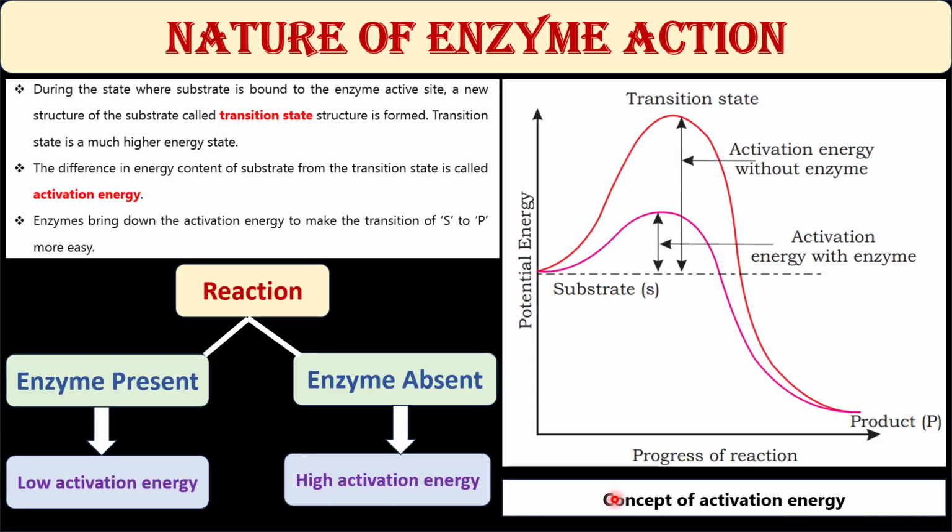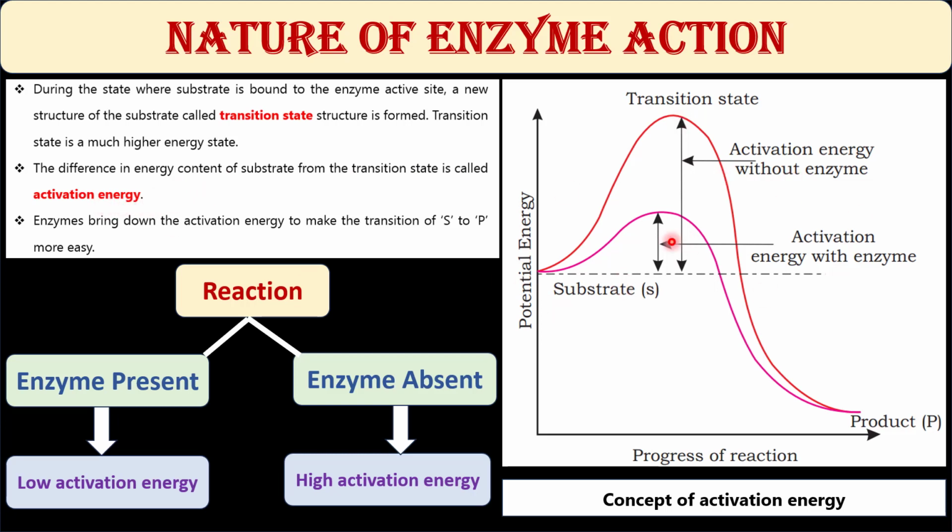Now, during the state where substrate is bound to the enzyme active site, a new structure of the substrate called the transition state structure is formed. So the transition state is a much higher energy state. Actually, when substrate binds the enzyme, it achieves a new form which is called the transition state. This state of substrate has a much higher energy level. The difference in energy content of substrate from the transition state is called activation energy.